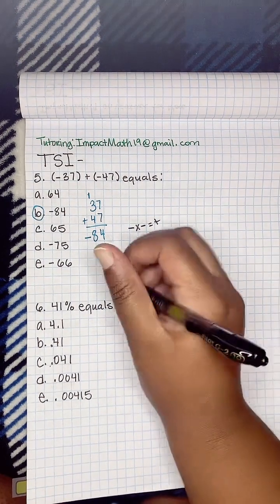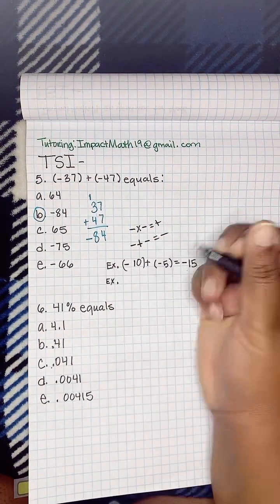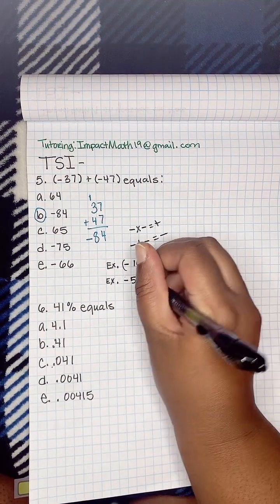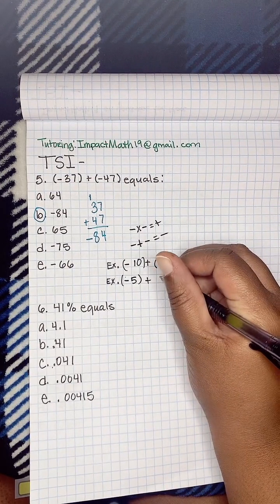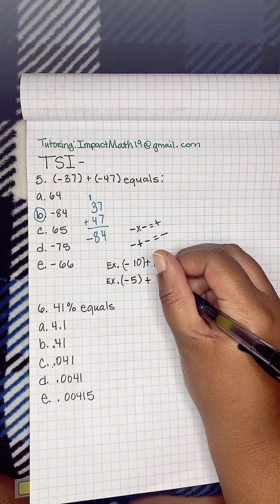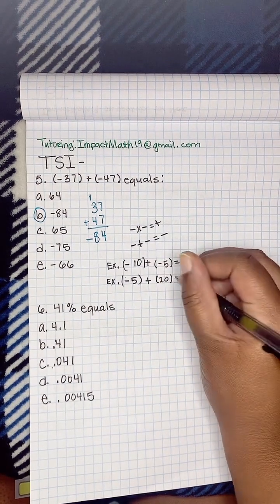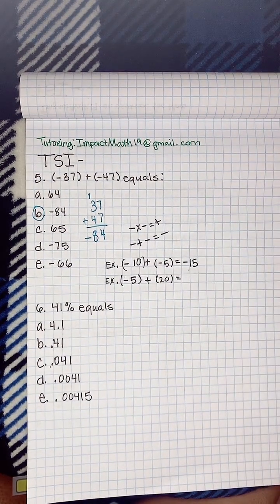Okay, let's do one more. So what about here if we had negative 5 plus 20? What do we get here?